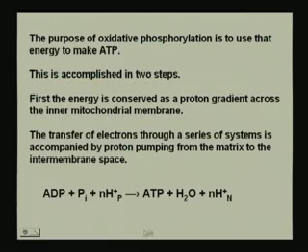Now, the purpose of this oxidative phosphorylation is to use the energy to make ATP, and that is accomplished in two steps. First, we have the proton gradient. Then we have a transfer of electrons through a series of systems. Okay? We are not going into the details of the systems, but this is the essential reaction that takes place where n is about 3. So, it means that we have to pump in 3 protons for the production of 1 ATP.